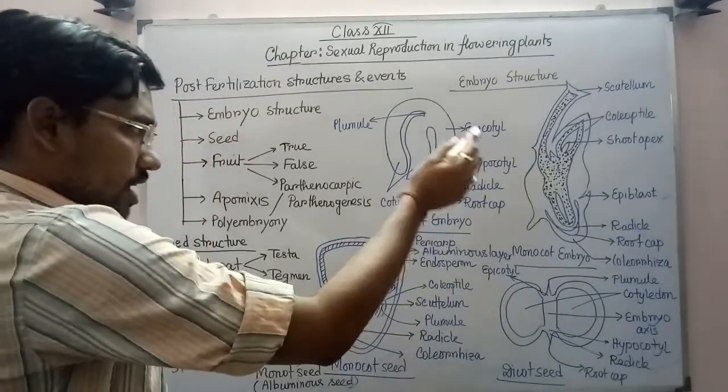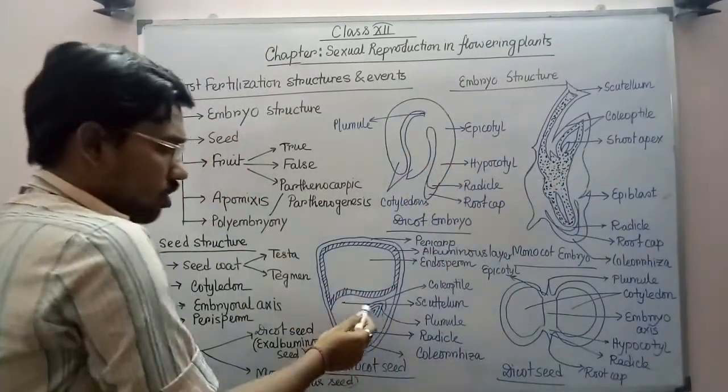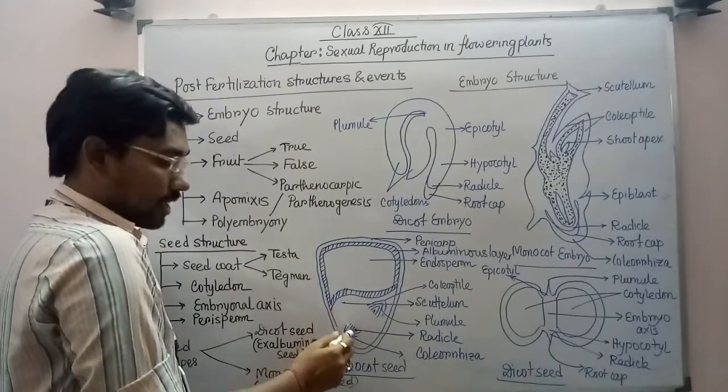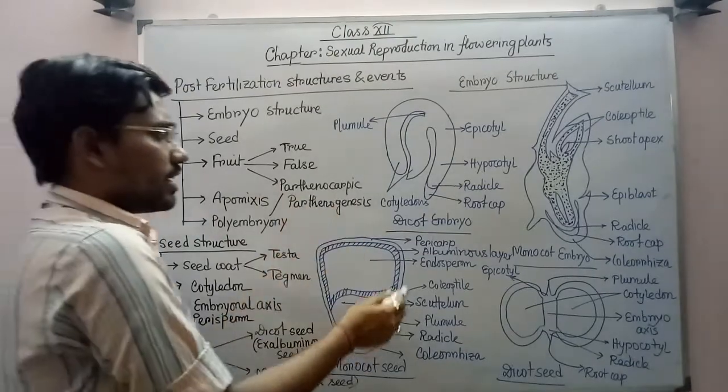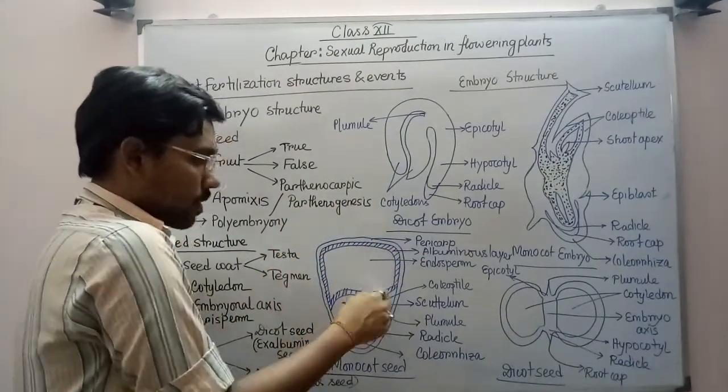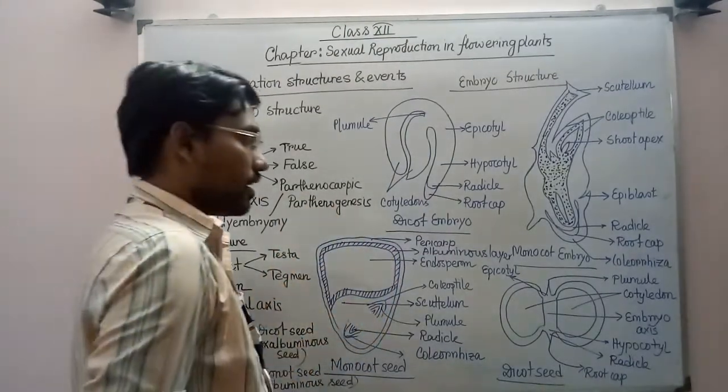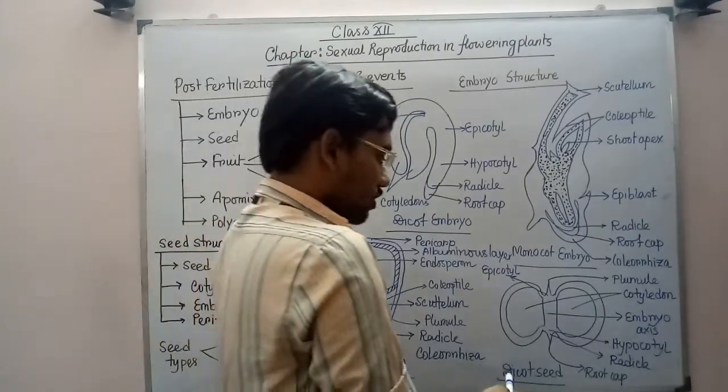Okay, and the epiblast layer is not shown here, and it is not found distinctly inside the seed. So I think the structure of the seed containing the albuminous layer, the endosperm and all of those layers is very clear to everyone. Next we are moving to the dicot seed.